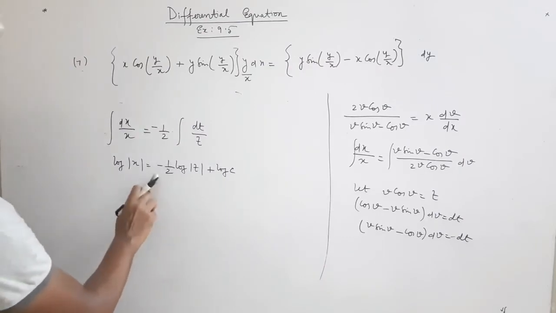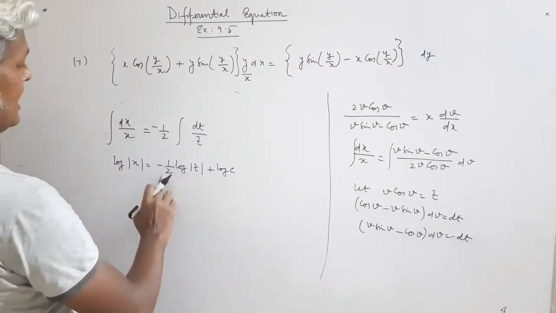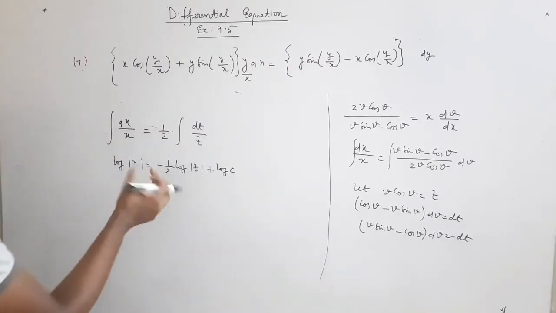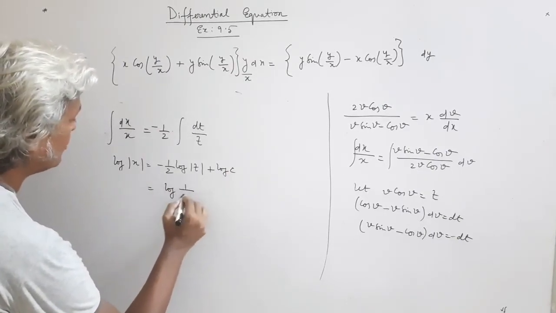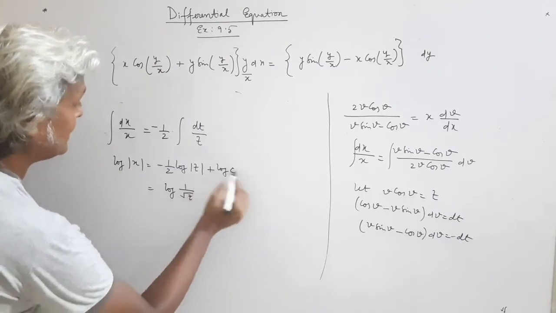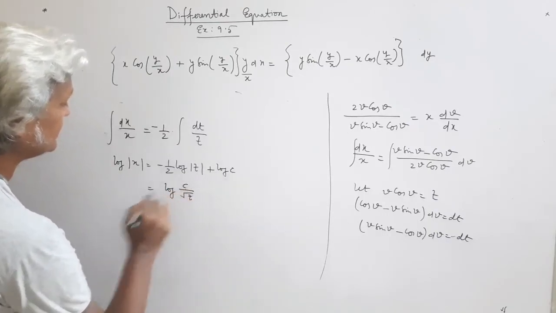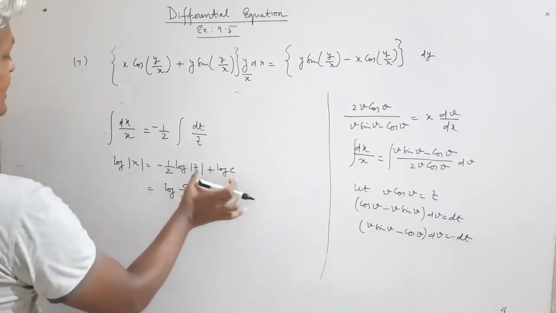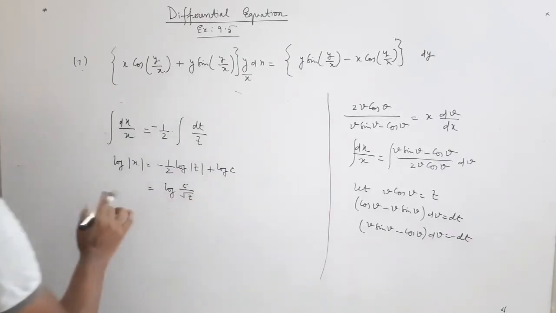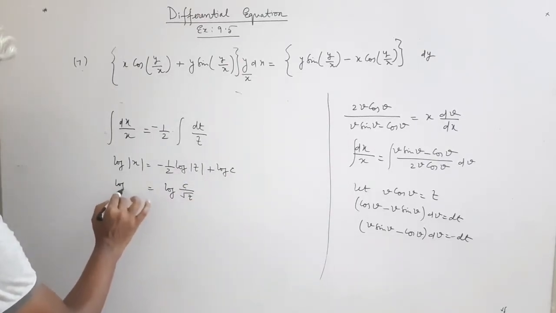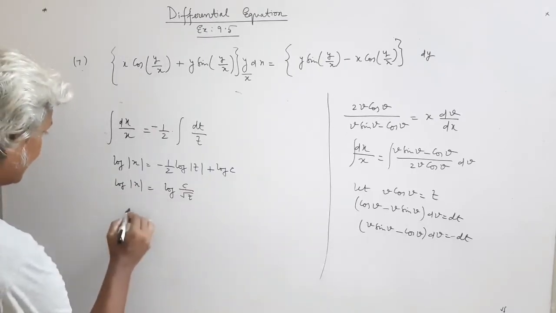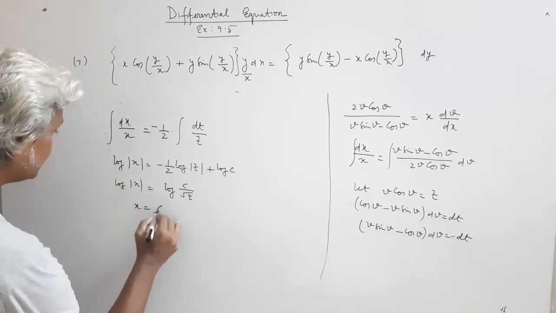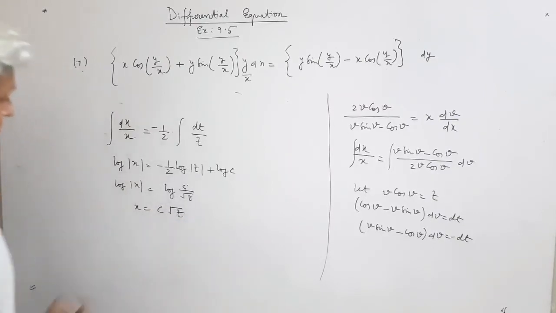So now if I get rid of this half, half will go here, it's minus also, so this becomes log 1 over root t plus log c, so I bring this c here also. Log m plus log n is log mn, and this is my log mod x. Now if I take anti-log, then what I get, x is c root t, okay.